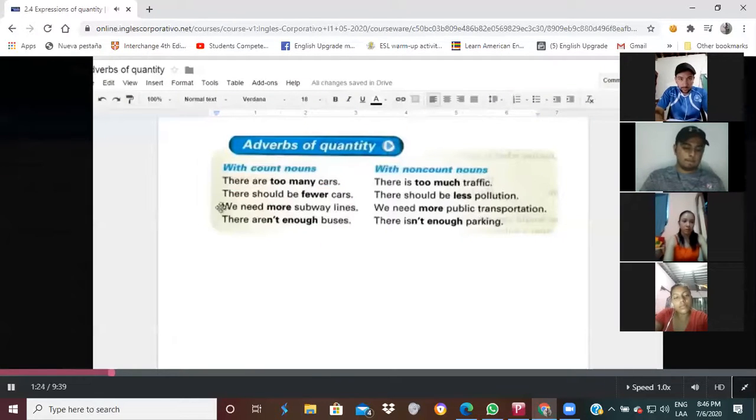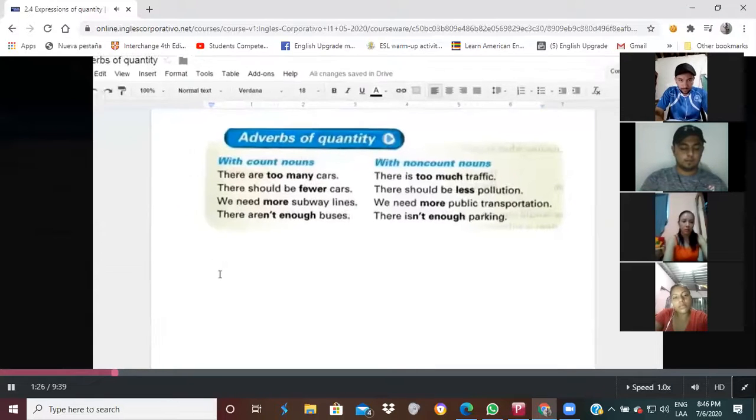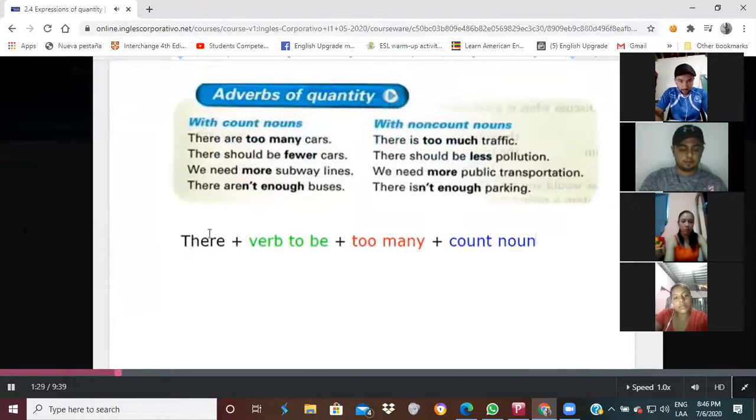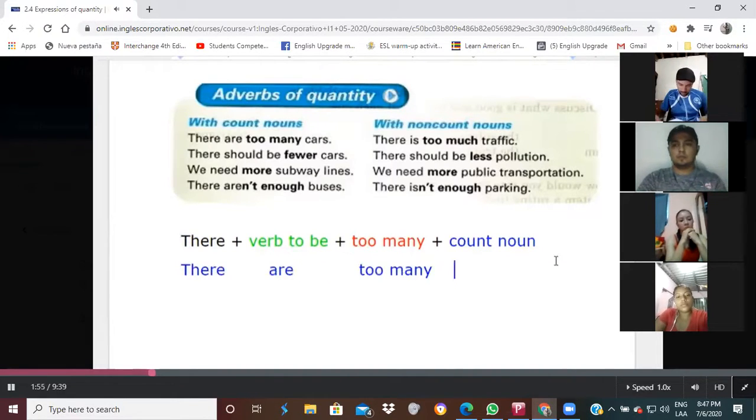In order for us to make sense of there are too many cars, we need to understand the following rule. And that is that we're going to have there. And by the way, this can be the subject of the sentence. It doesn't necessarily need to be there. Like, for example, we can say we have too many cars. And as I am talking about that, I'm going to go ahead and write the examples now. So let me write the example that is there. There are, whenever you see the expression too many, that means that there is a problem, that we have too much of something. In this case, there are too many cars.